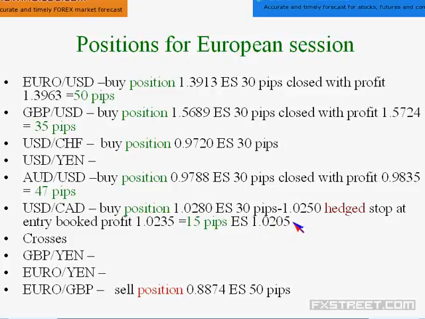I can slowly move it because they have come up to that level of 1.0244. Then I can maintain 30 pips from the current market level and make it a trailing hedging order. Once the position makes profit at 1.0280, I can keep the stop at entry.